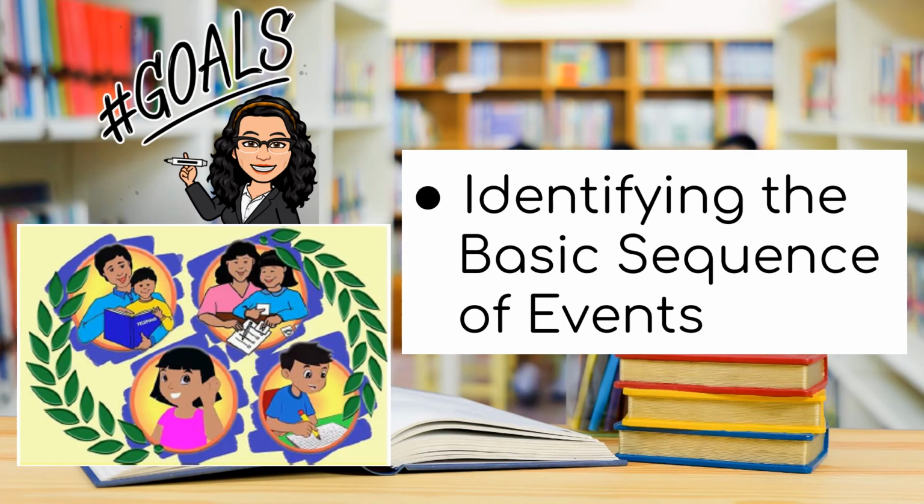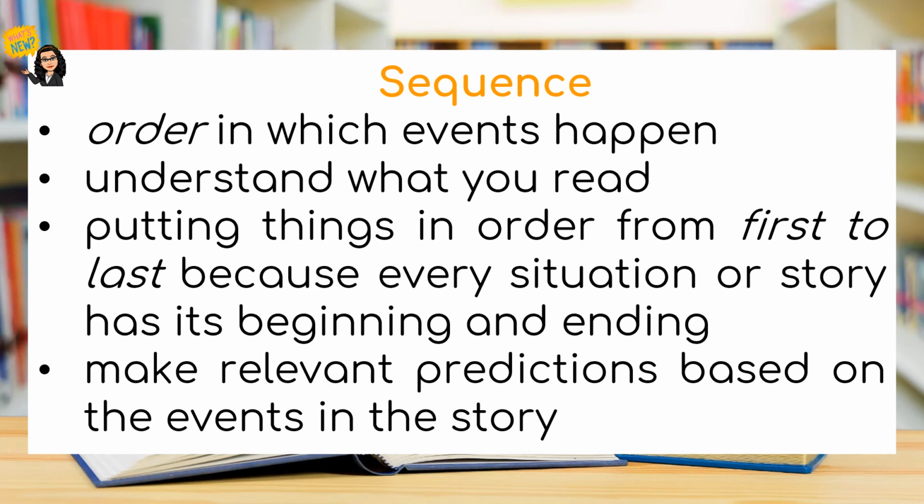Our next topic is identifying the basic sequence of events. Sequence is the order in which events happen. It helps you understand what you read. It is putting things in order from first to last because every situation or story has its beginning and ending. You can also make relevant predictions based on the events in the story.